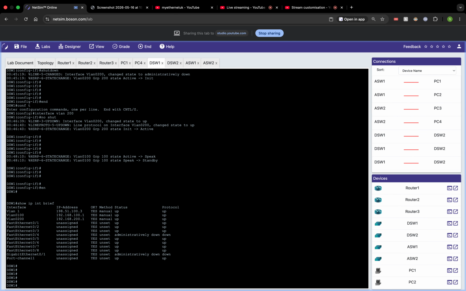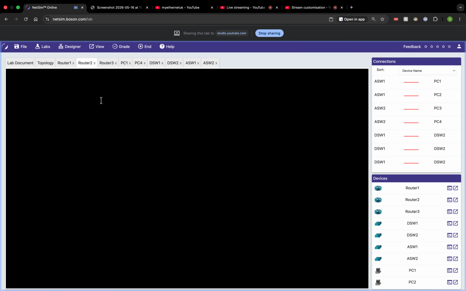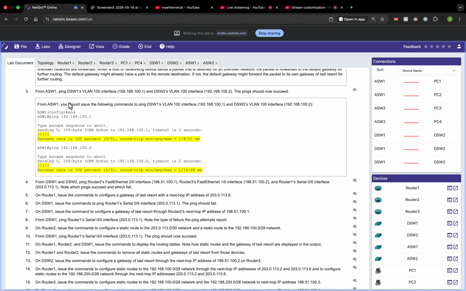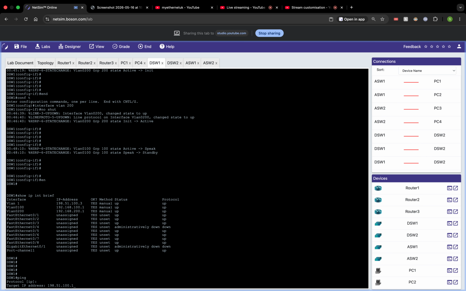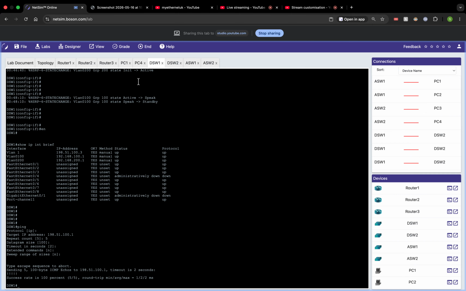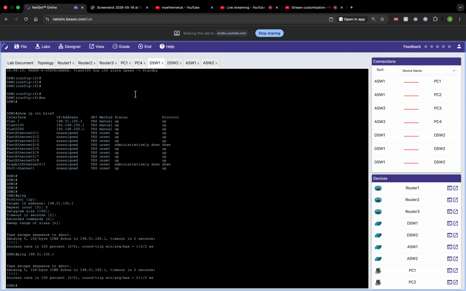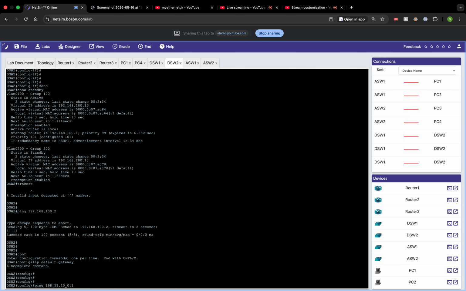Right, so from DSW1 and DSW2, we need to ping router 2's FastEthernet 2/0 interface, router 3's FastEthernet 1/0 interface, and router 1's 0/0 interface. We need to pay attention to which ones succeed and which ones don't. DSW1, let's ping the FastEthernet 2/0 interface, and then router 3's FastEthernet 1/0 interface, and then router 1's 0/0 interface.